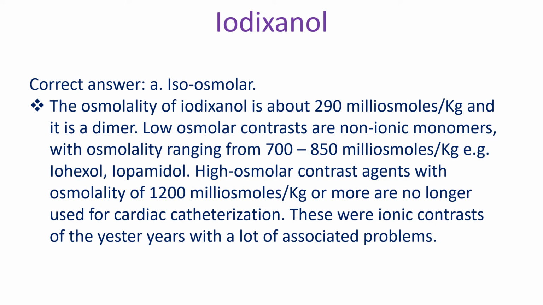Low osmolar contrasts are non-ionic monomers with osmolarity ranging from 700 to 850 milliosmoles per kg. Example, iohexol and iopamidol. High osmolar contrast agents with osmolarity of 1200 milliosmoles per kg or more are no longer used for cardiac catheterization. These were ionic contrasts of the yesteryears with a lot of associated problems.